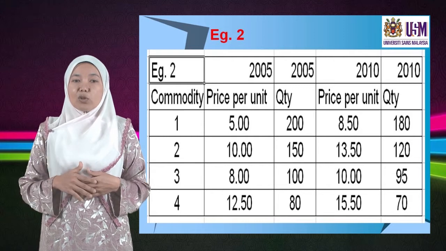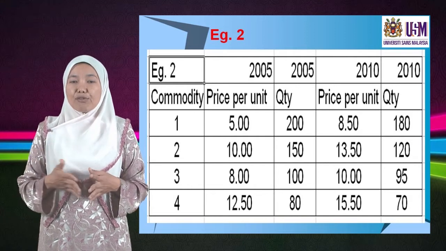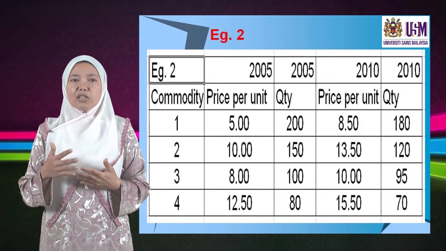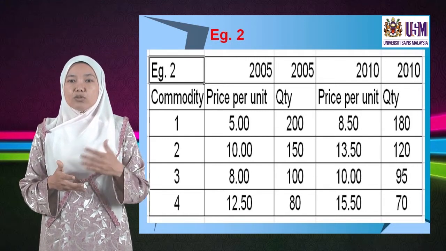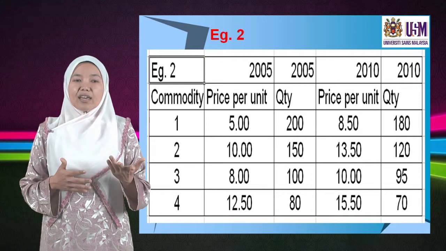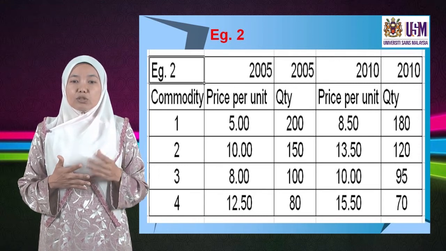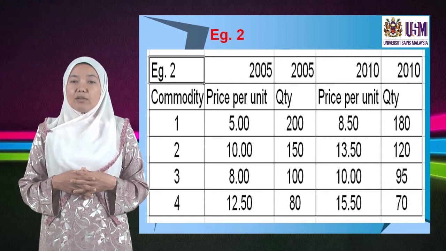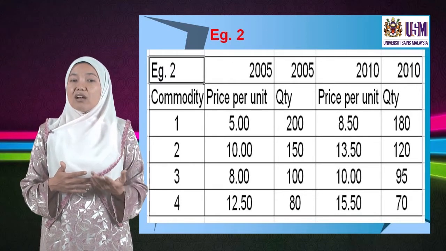In the second component, price has also increased from 10 ringgit to 13 ringgit 50 cents, while the quantity has reduced from 150 to 120. Same thing for component 3: price per unit of 8 ringgit increased to 10 ringgit in 2010, while quantity reduced from 100 to 95. For component 4, price per unit of 12 ringgit 50 cents increased to 15 ringgit 50 cents, while quantity has reduced from 80 to 70. So you notice that all four components have a reduction in quantity as a result of increasing price.